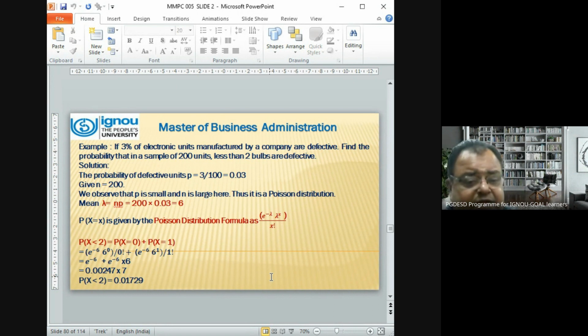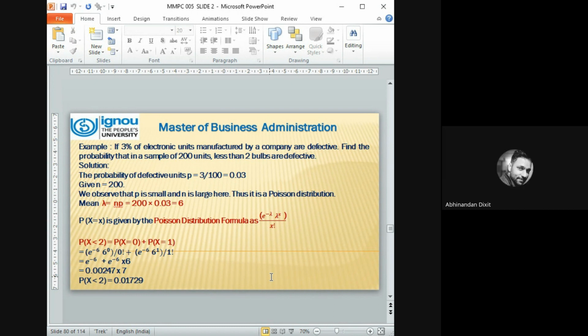So in the first case, it will be e raised to the power minus 6 plus e raised to the power minus 6 into 6. So straight away we can write 7 e raised to the power minus 6. And the value of e raised to the power minus 6 will be given in the paper. You have to simply multiply it. And the probability of x less than 2 will be 0.01729. This is how this particular problem is solved.